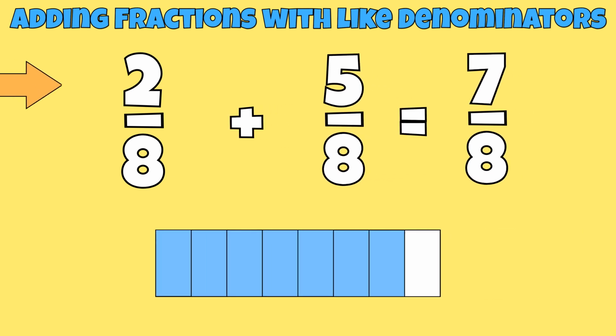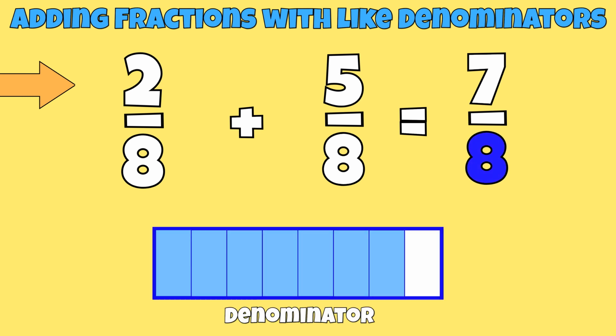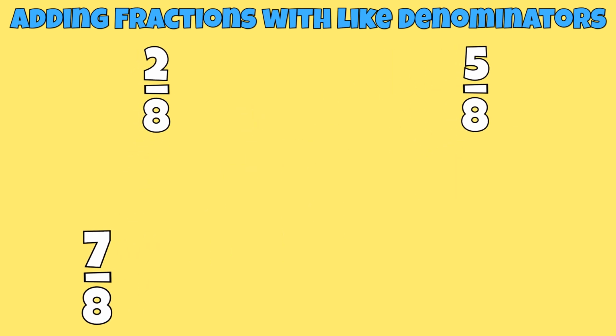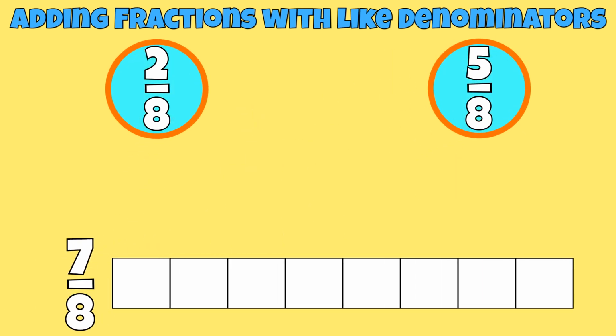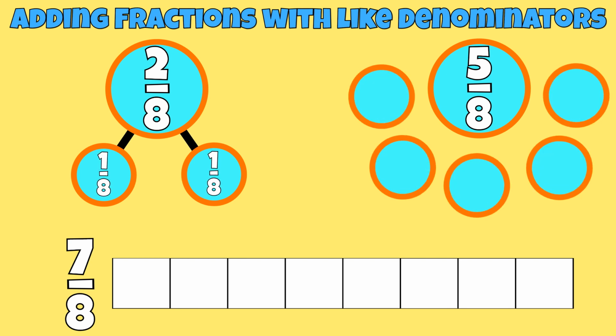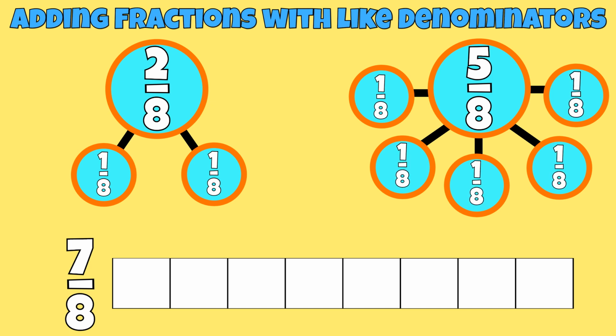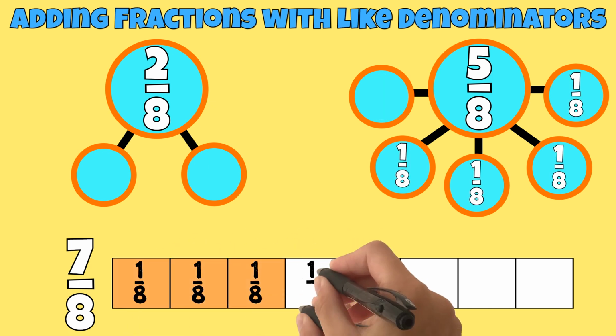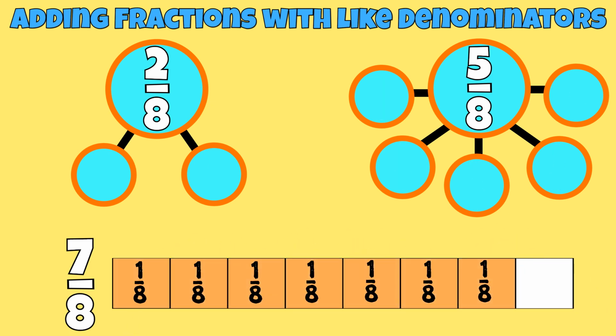We only added our numerators and not our denominators because our denominator tells us the size of each fractional part, while our numerator tells us how many of those parts are being represented, or how many of those parts we actually have. We can also decompose both fractions into unit fractions. 2/8 is the same as 2 groups of 1/8, and 5/8 is the same as 5 groups of 1/8. If we were to combine all of our 8ths, we would have a total of 7/8.